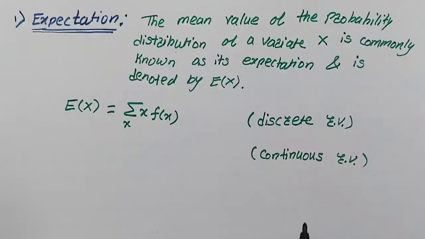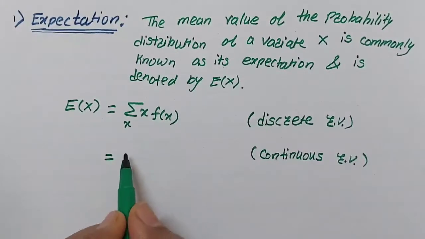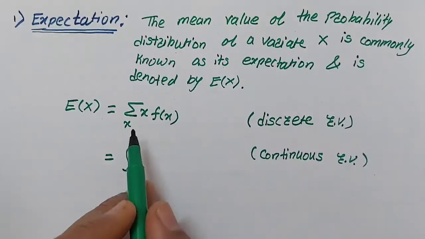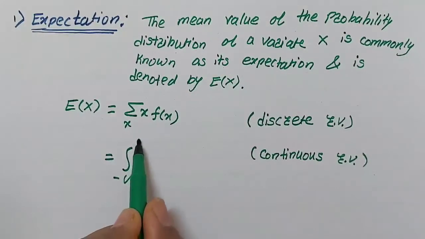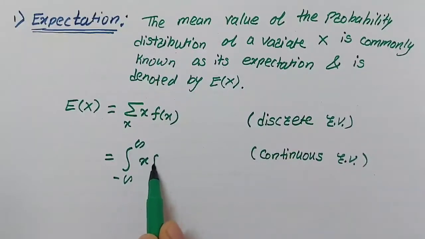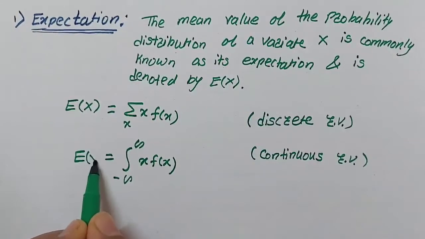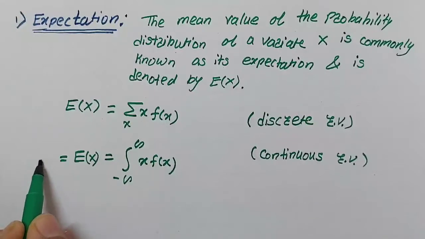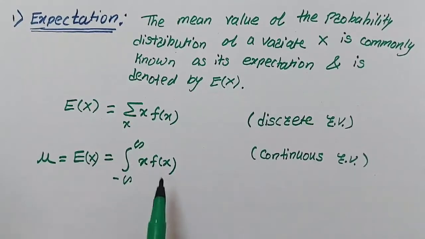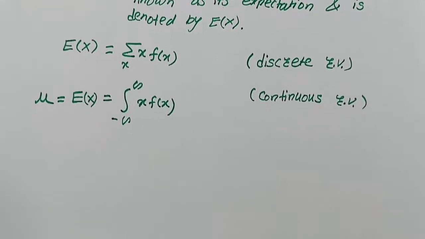Now, for a continuous random variable, it is not possible to find a summation. So we have to use an integral instead of summation, and we take the integral from minus infinity to infinity of x f of x dx. So this is the definition of expectation of x for a continuous random variable, and expectation is the mean of the probability distribution, so it is also denoted by mu.